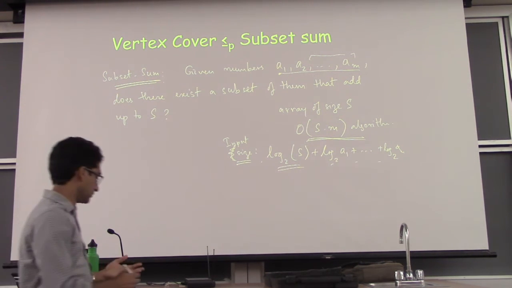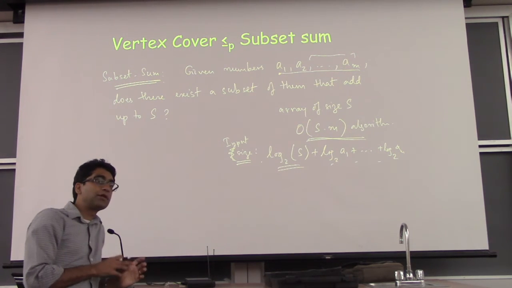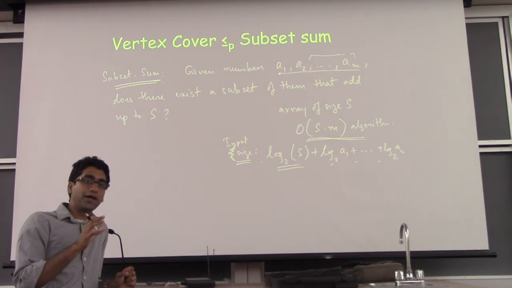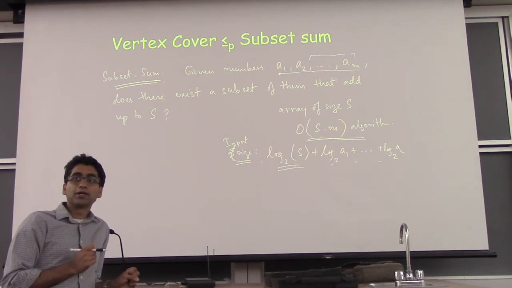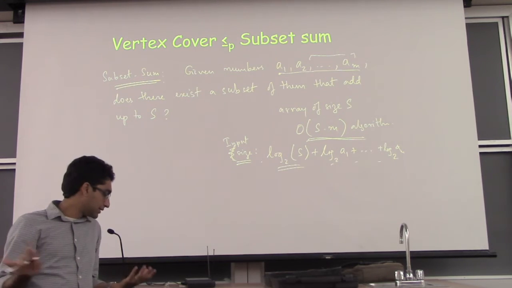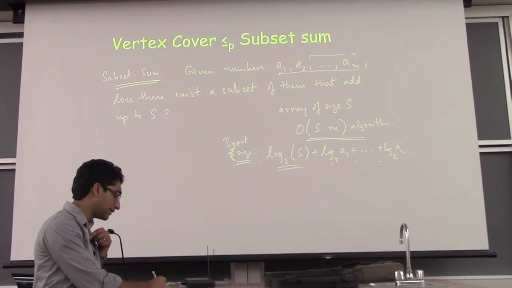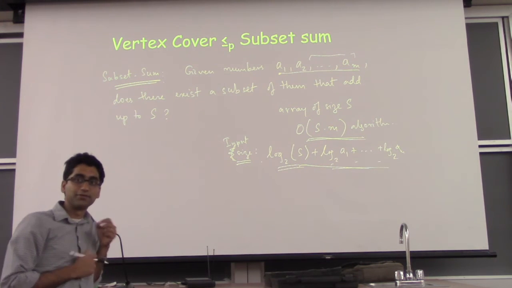So this is often something you have to keep in mind when you think of algorithms with numbers in them. The input size is the amount of space you need to write down these numbers, which could be significantly smaller than the numbers themselves.